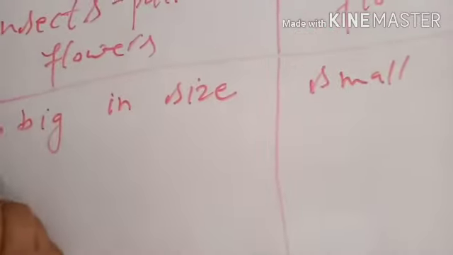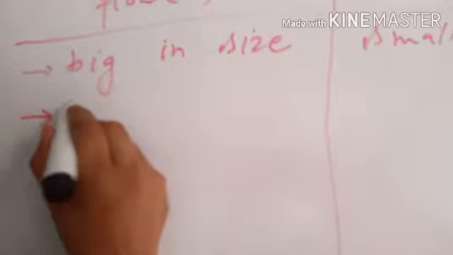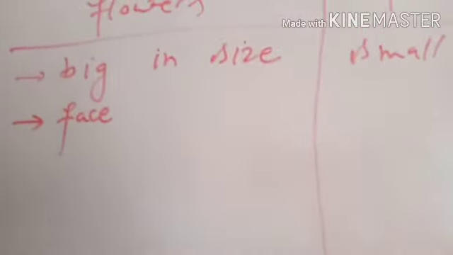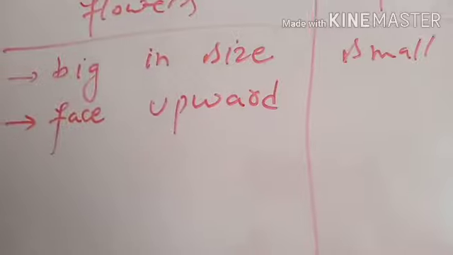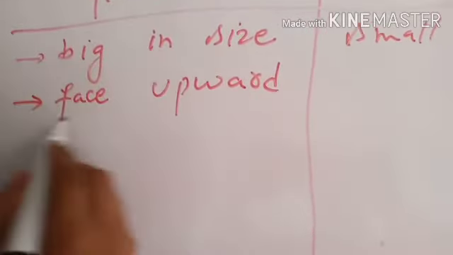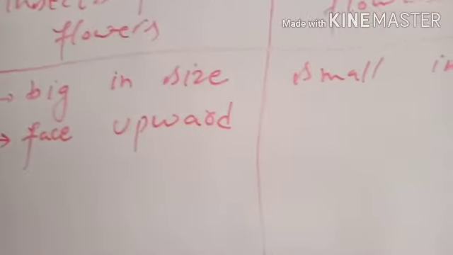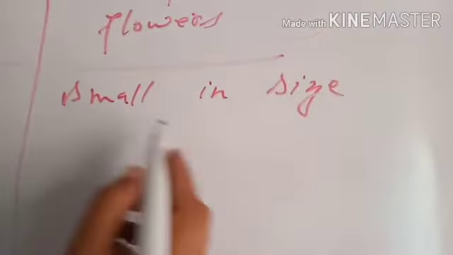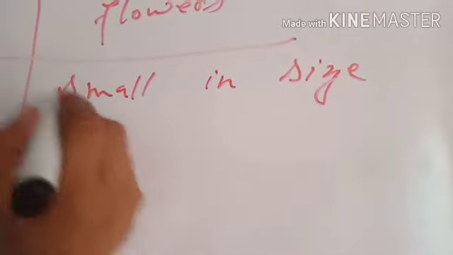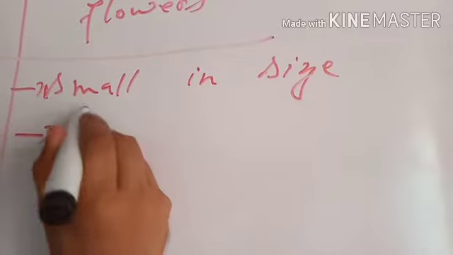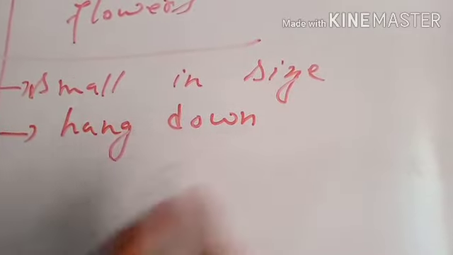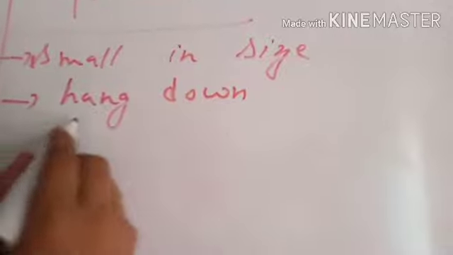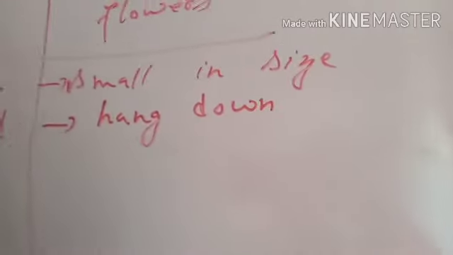The second difference is the insect-pollinated flowers face upwards. These flowers face upwards because they have the need to support the insects which sit on them. That is why they face upward. While wind-pollinated flowers face down, or you may say they hang down, so that they can be easily shaken with wind, with passing air, and their pollen grains be spread.